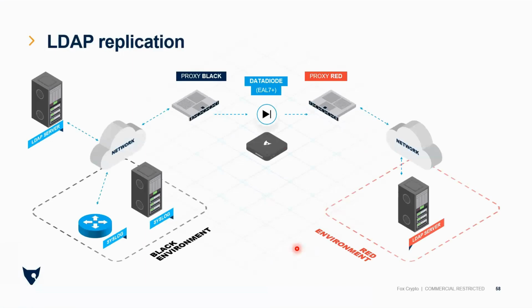A lot of customers have LDAP. And yeah, LDAP replication is possible over a Datadiode. You make a dump of the LDAP server, transfer it, and import it. And then suddenly it's available in the red network. With LDAP, that is possible. With Microsoft Active Directory, it is not possible to run over a Datadiode. That protocol is really bi-directional.